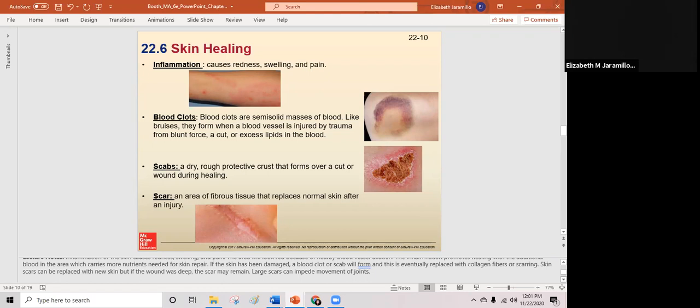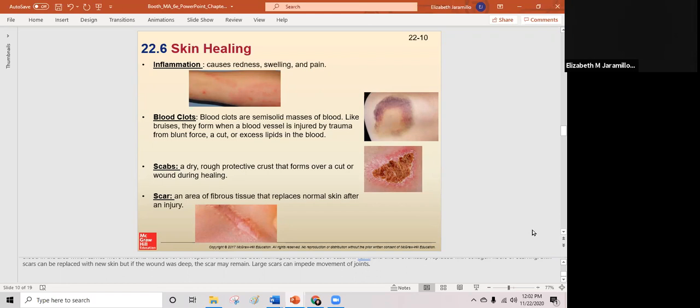Large scars can impede movement of joints. Okay, so you get that scar tissue built up underneath. Scar tissue can contraindicate a lot of things. Sometimes you can even have a hard time doing a blood draw because of scar tissue.